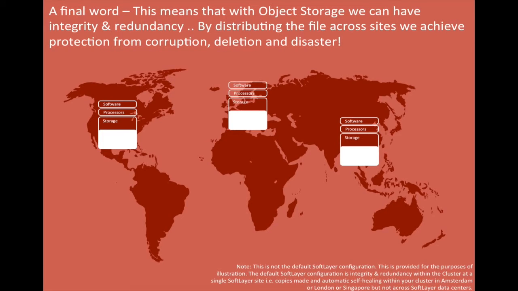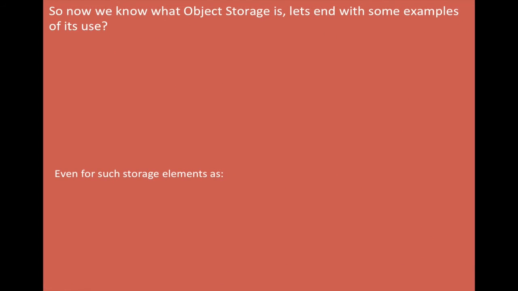So the final word on this is we can now have, as I mentioned, integrity and redundancy by distributing our objects across the world. I should draw your attention to, look, this isn't how SoftLayer's default configuration works, but this is just object storage. This is how it could work if you set the configuration up to do this. The default configuration from SoftLayer, which we'll show in a second, is multiple copies within the same cluster in the same data center. So that's a very high level introduction on what object storage is.